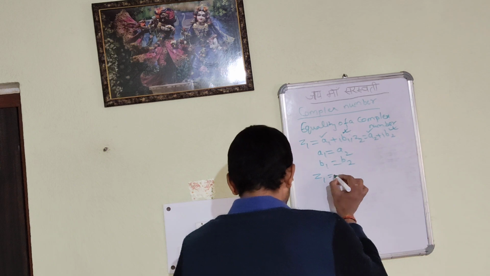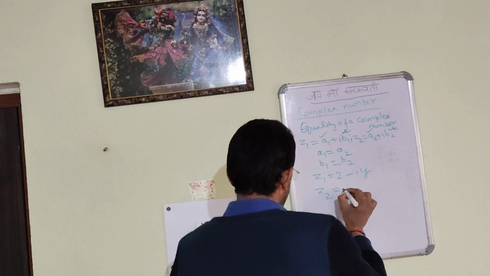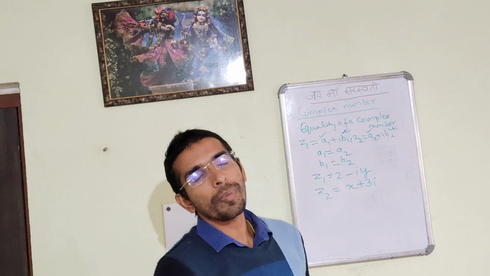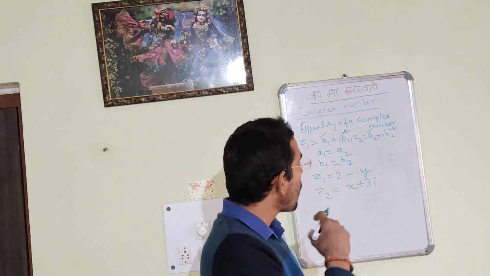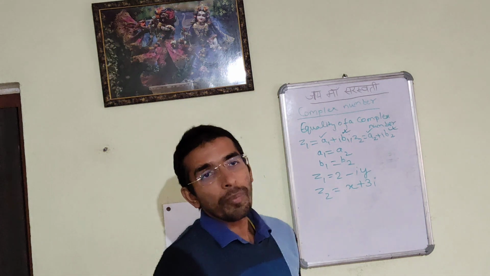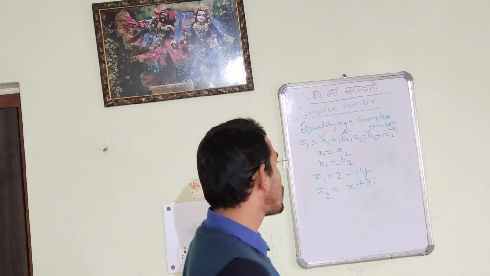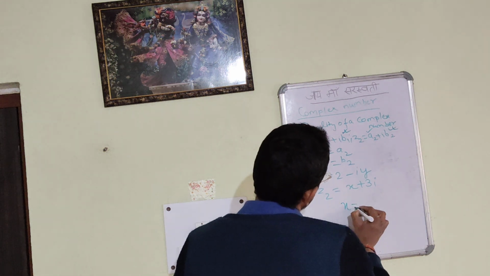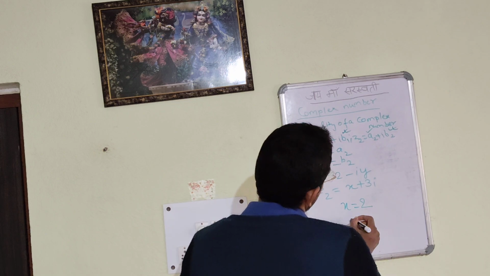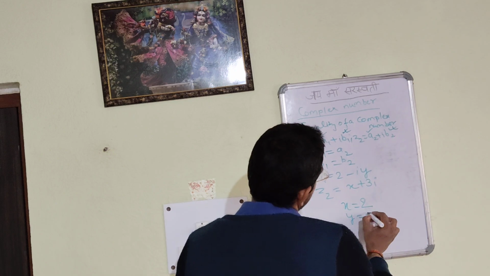Suppose z1 is equal to 2 minus iy and z2 is equal to x plus 3i. It is given in the question that these two complex numbers are equal. So if those two complex numbers are equal, as per the prior statement, the real part of the complex number z1 is equal to the real part of the complex number z2. So in that case, x will be equal to 2 and, checking the i and minus i, y is equal to minus 3.